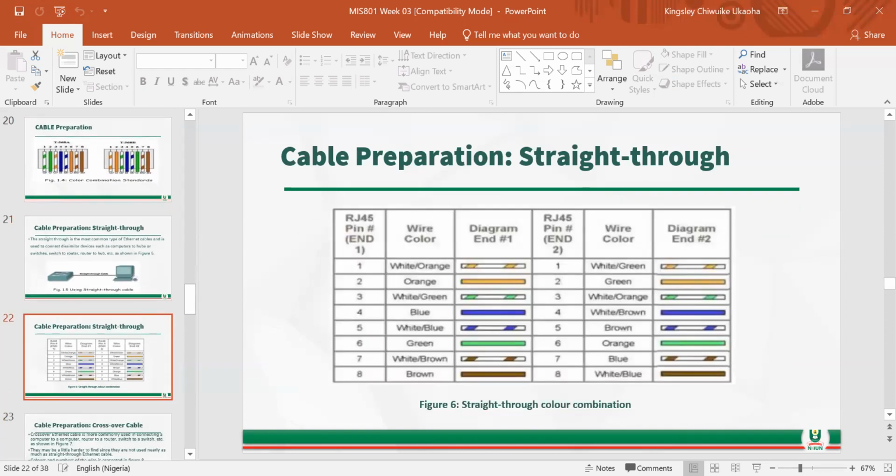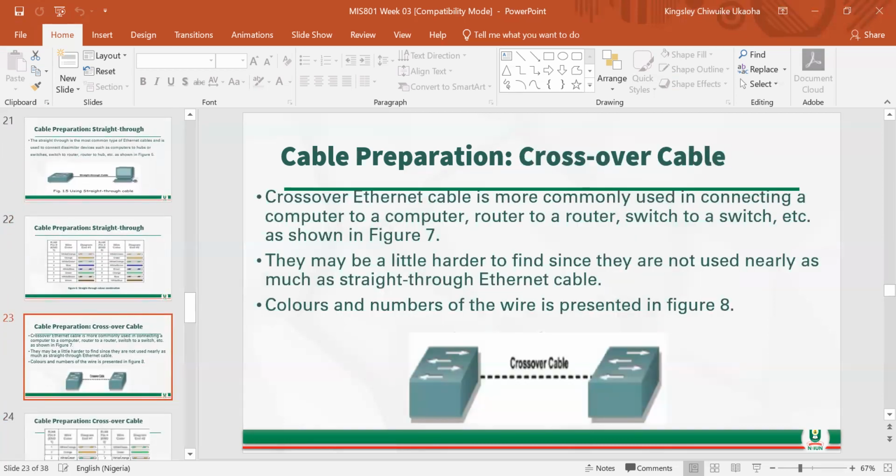Cable preparation for straight through. You have the RJ45 pin, then the wire color, white orange, like that, the diagram end. Then you have orange, you have white green, blue, white blue, green, white brown, brown. Continue like that as the case may be. So these are the straight through color combination for your cables.